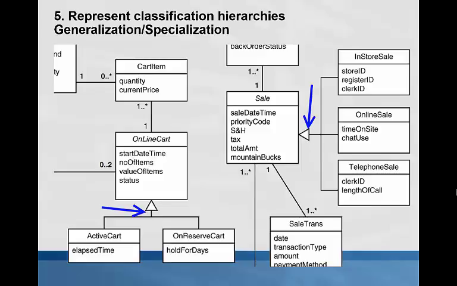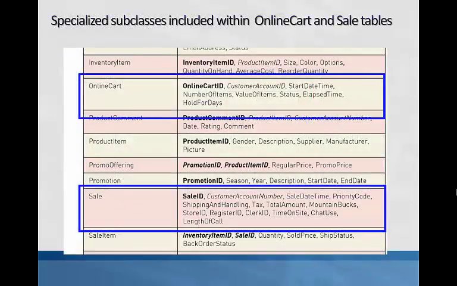This is the combined solution. In this example, we have combined the subclasses with the superclasses. Notice that the online cart includes the attribute elapsed time from the active online cart and the attribute hold for days from the on reserve cart. The same solution holds for the sale table. The attributes from all of the subclasses are included in the sale table.